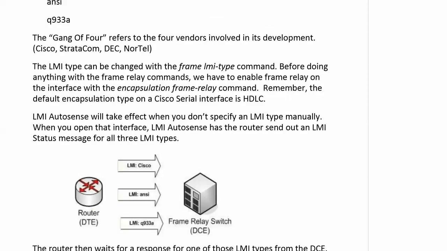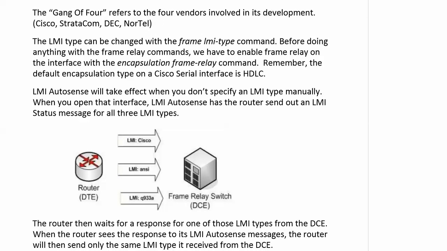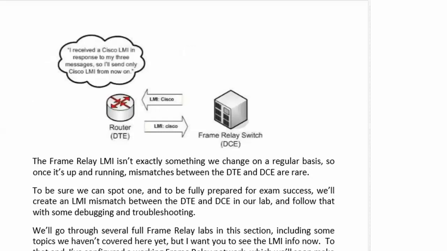Now, LMI Autosense, this is an interesting feature. It takes effect when you do not specify an LMI manually. When you open the interface, LMI Autosense has the router send out an LMI status message for all 3 LMI types, one for Cisco, one for ANSI, one for Q933A. Then the router waits to hear back, and it's only going to hear back on one of those LMI types. When the router sees the response to its Autosense messages, the router will then send only the same LMI type it received from the DCE. So at the beginning of the process, 3 LMIs go out, 1 comes back, and from then on, it is hopefully an even exchange.